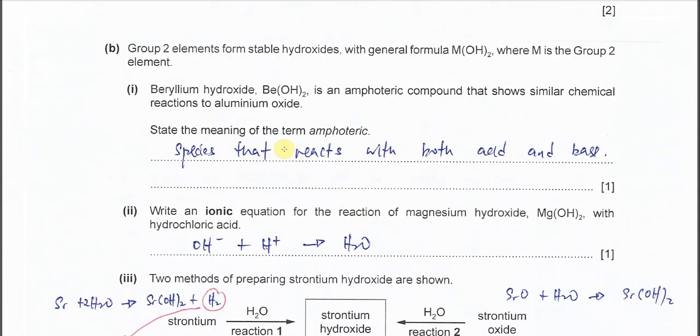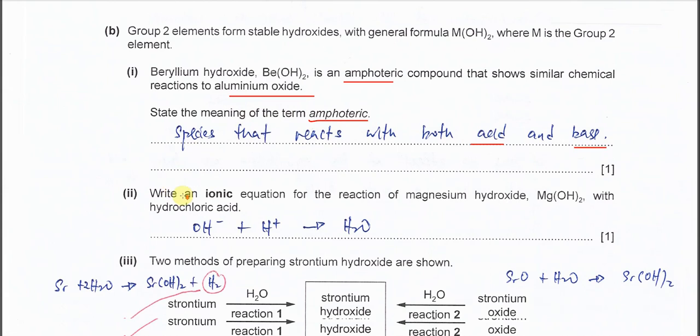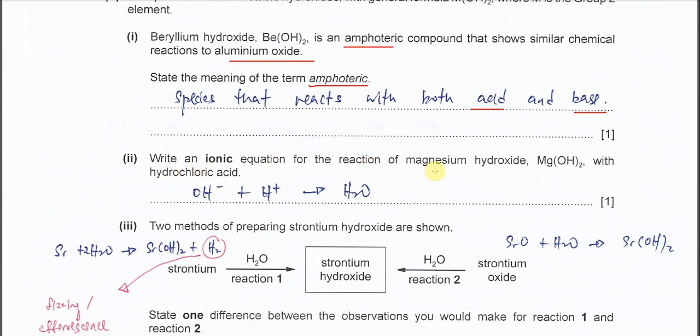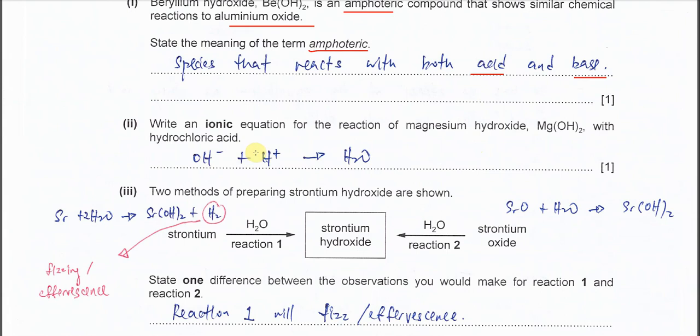Part B, 1. Beryllium hydroxide is an amphoteric compound that shows similar chemical reactions with aluminum oxide. State the meaning of amphoteric. Very easy. The species that reacts with both acid and base. Part 2. Write an ionic equation for the reaction between magnesium hydroxide and HCl. We just need to put the actual species that reacts: hydroxide from the magnesium hydroxide and the H+ from the acid. So therefore it is hydroxide with H+ to form H2O.